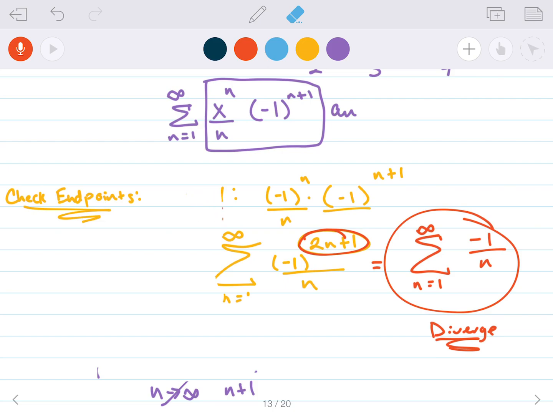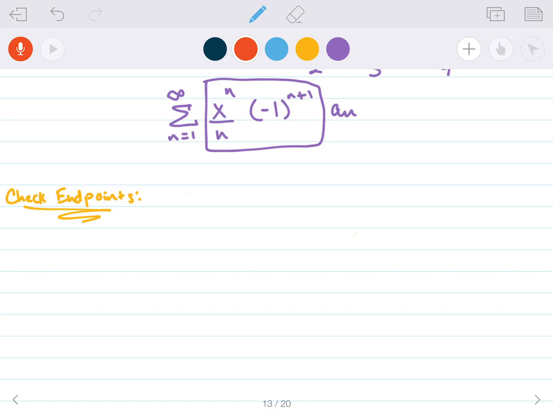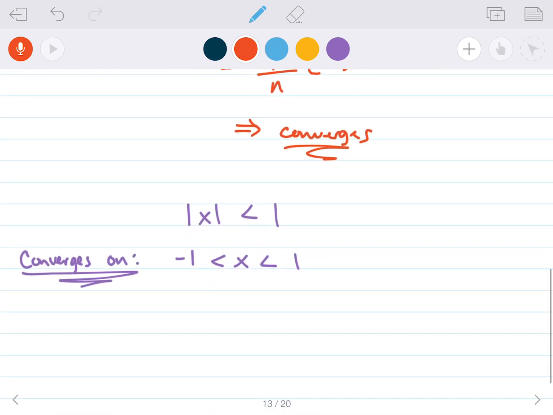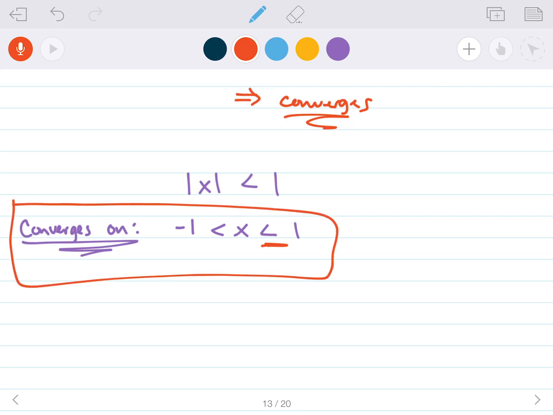However, let's check 1. Let's check x equals 1. If I check x equals 1, just plugging 1 in here, 1 to the n over n times 1 to the n plus 1. 1 to the n is always 1, so this is 1 over n. And we just did this problem. This is the alternating harmonic series, and this converges by the last problem. So we are going to include 1 in our endpoint. So this is where the function converges. And yeah, so that was that.